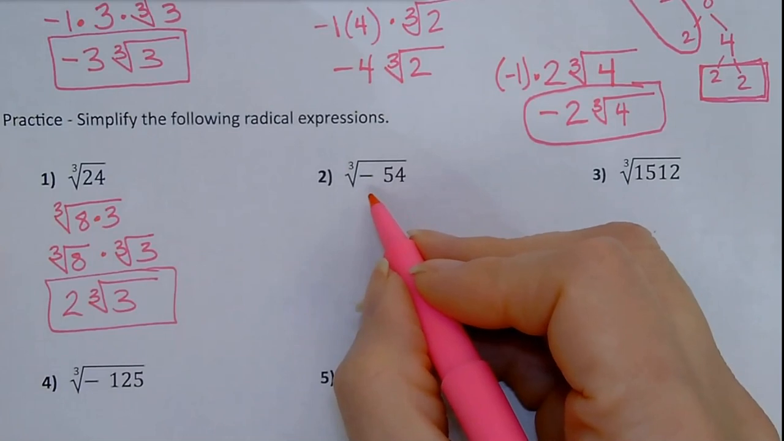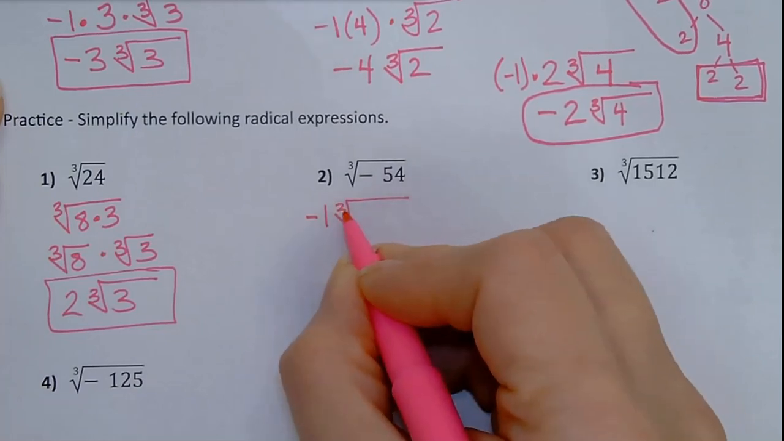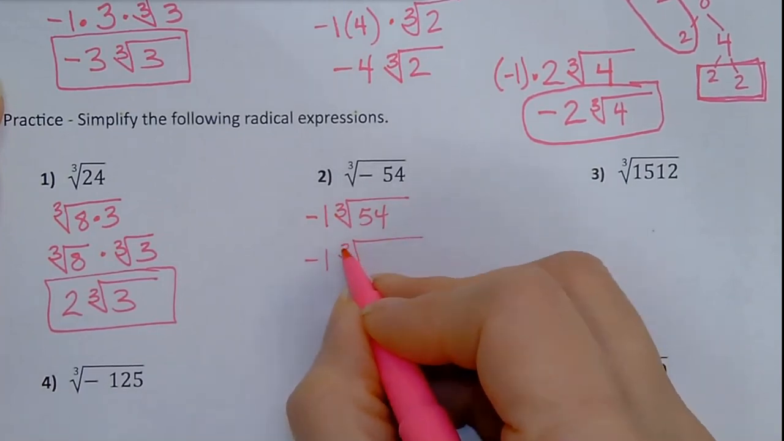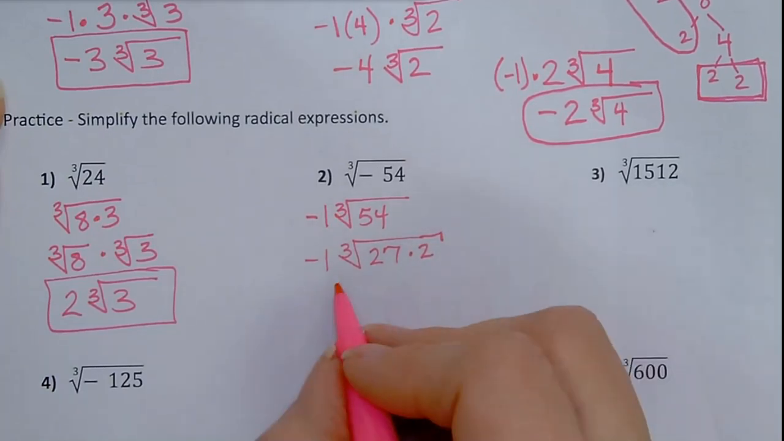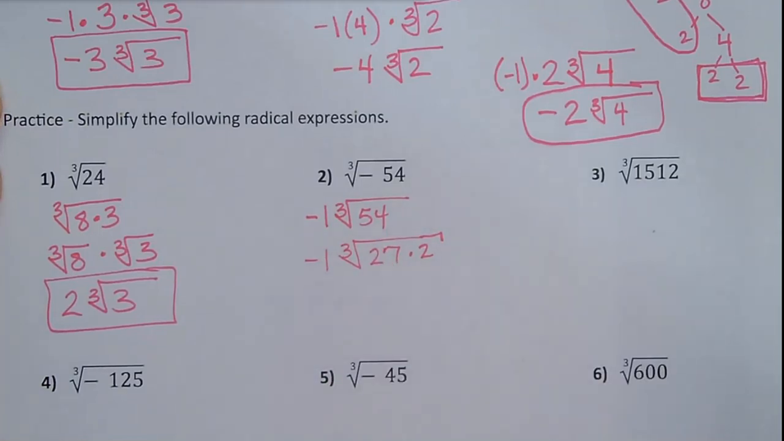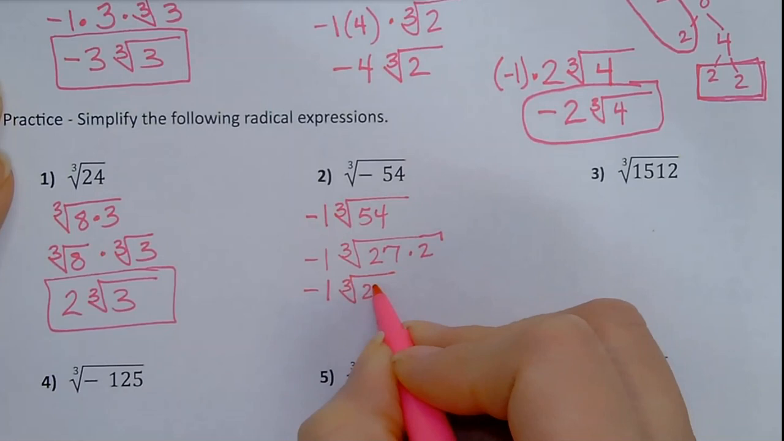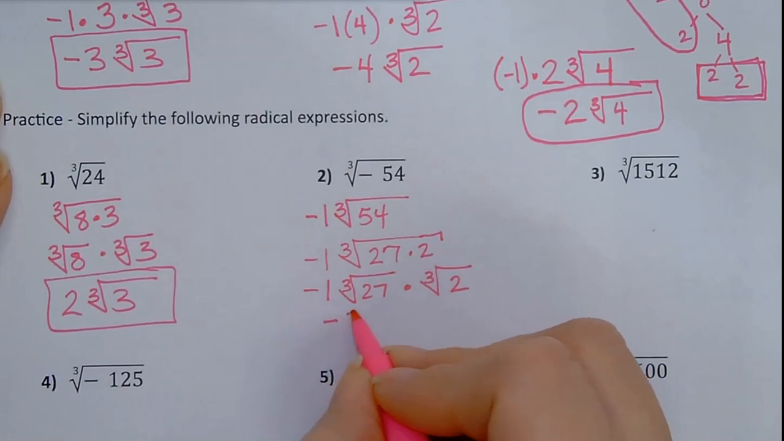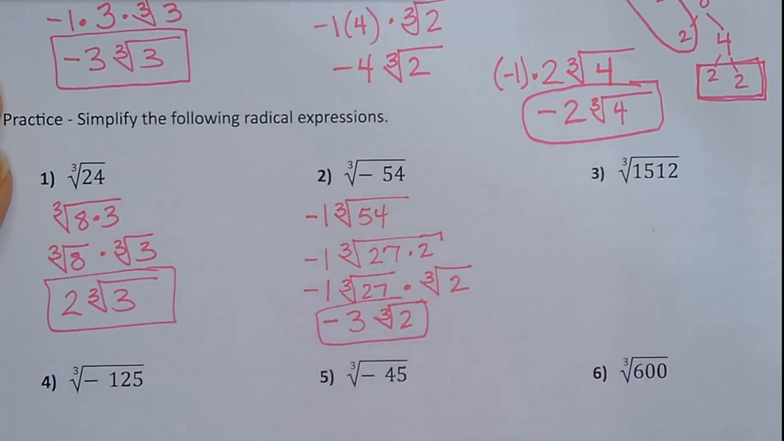Over here, this is going to be a negative on the outside, so I'm going to say that's -1 times the cube root of 54. So that's going to be -1 times the cube root of 27 times 2, because I just wrote down a whole bunch of perfect cubes, so I remember 27 was a perfect cube. And I recognize that 54 is evenly divided by 27. Now I'm going to rewrite that as -1 times the cube root of 27 times the cube root of 2, which is -3 times the cube root of 2, right? Because I have -1 times +3 is -3.